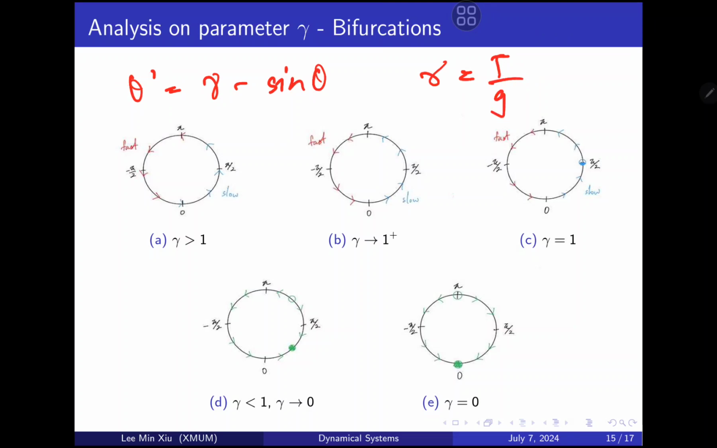So now when gamma approaches 1 plus, meaning 1 from the right side, if gamma is like 1.00001, or maybe 1.000000001, basically it's very close to 1, the system is going to work about the same way as when gamma is greater than 1. However, the interesting part is when it's near pi over 2, because near pi over 2, sine theta here will be at an extremum.